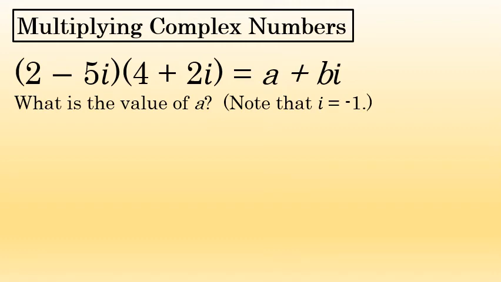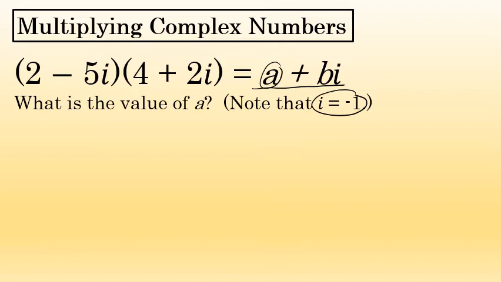Let's talk about multiplying complex numbers. If I multiply two complex numbers like 2 minus 5i times 5 plus 2i, where i is the square root of negative 1, not a real number, but an imaginary number, I'm going to get a complex number of the form a plus bi. And this question is asking us, what would the value of a be after I multiply this out?